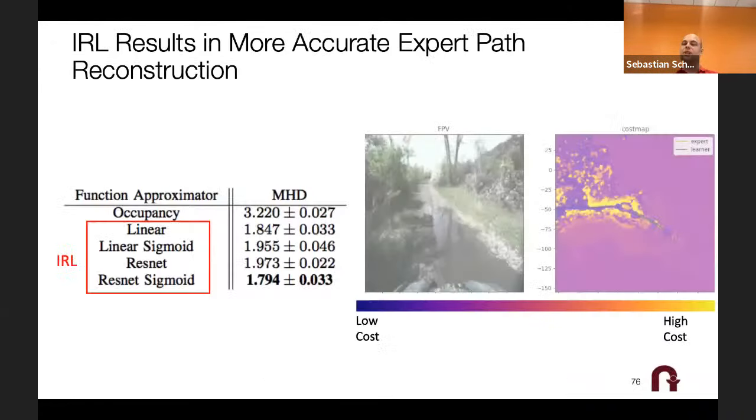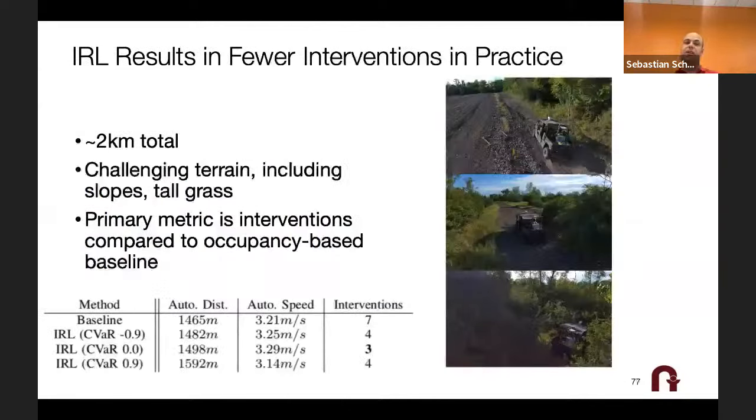So using this method leads to better reconstruction of the expert path, and then in the overall system also fewer interventions in practice. So overall, this learning from a demonstration type of framework does work well and helps us really cut down this tweaking of features, because we don't necessarily know what is better and what is worse, and these values are sometimes very sensitive.